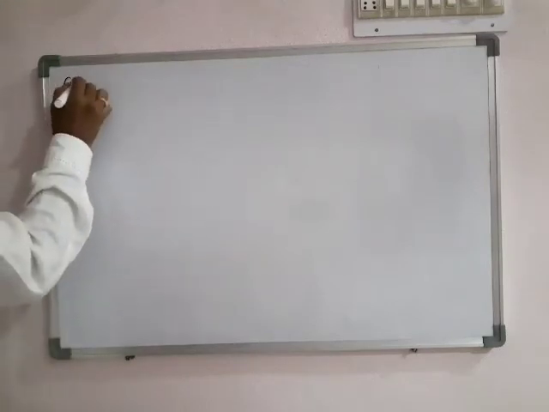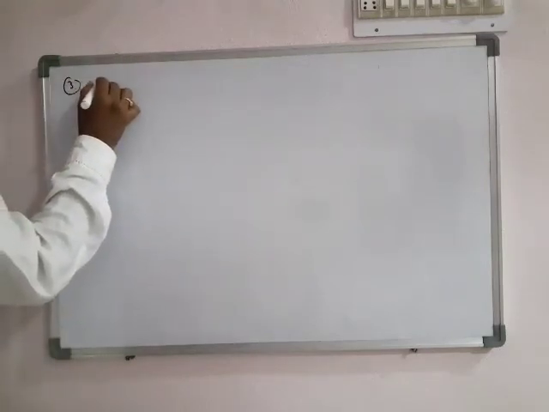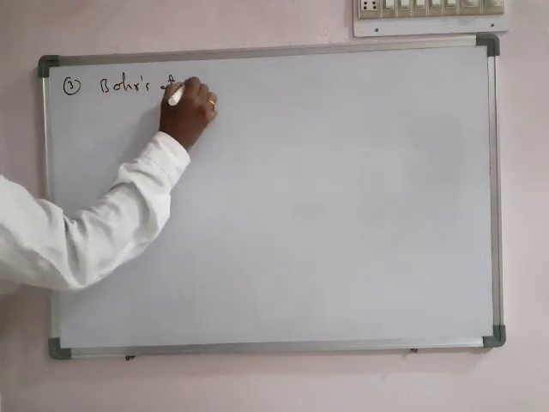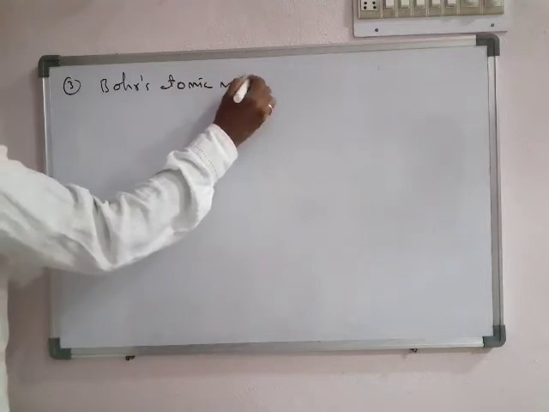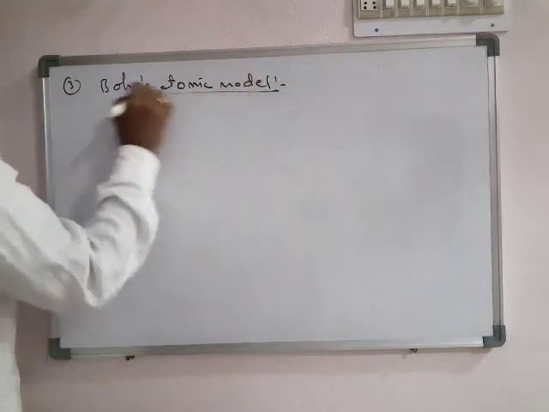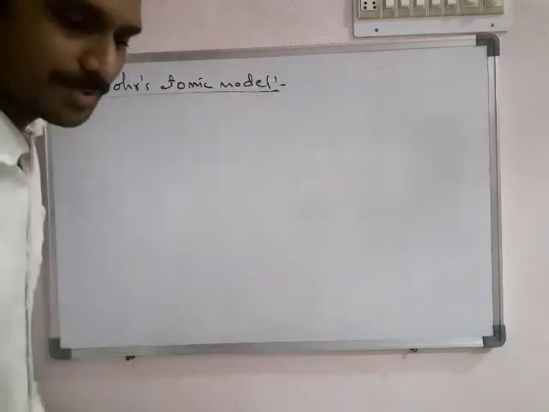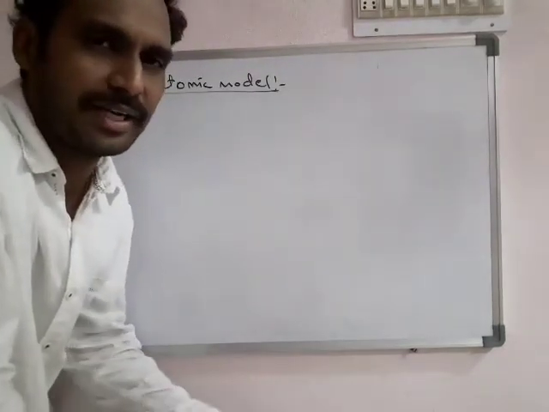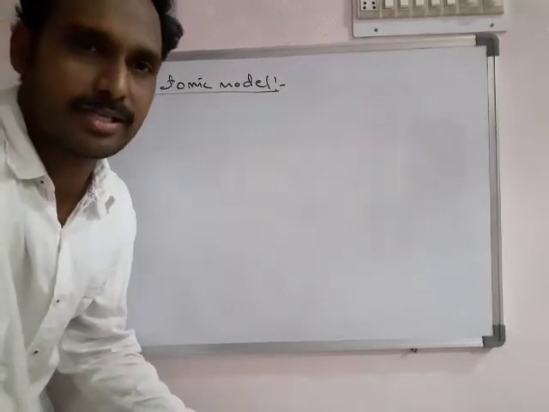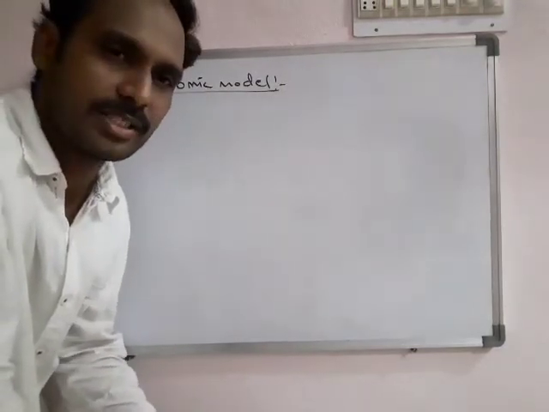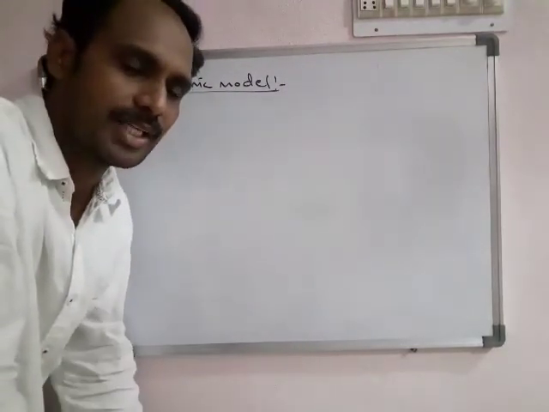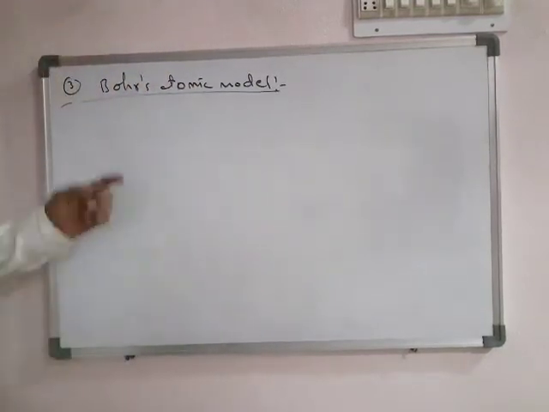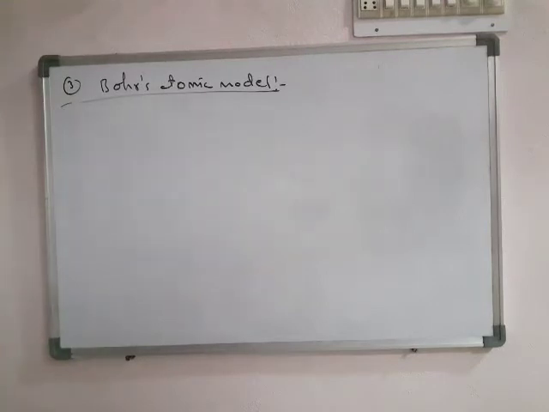Now see the graphs based on Bohr's atomic model. Okay. So we know that Niels Bohr gave many expressions to calculate the different properties, that is radius, energy, velocity, angular momentum, Rydberg constant.